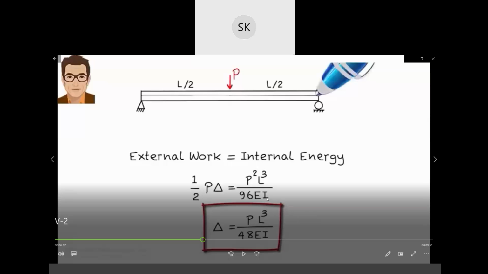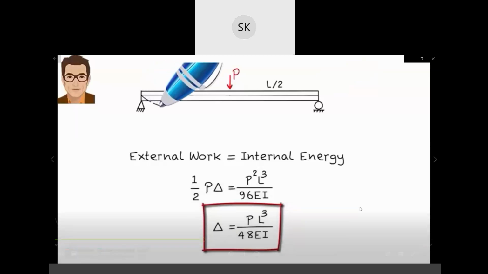So see, if I use the slope deflection method, I'll get the same value, PL cube by 48 EI. The methods are different, but the value will be the same at the end. For a simply supported beam with point load at the center, you will get the deflection PL cube by 48 EI from both the methods.